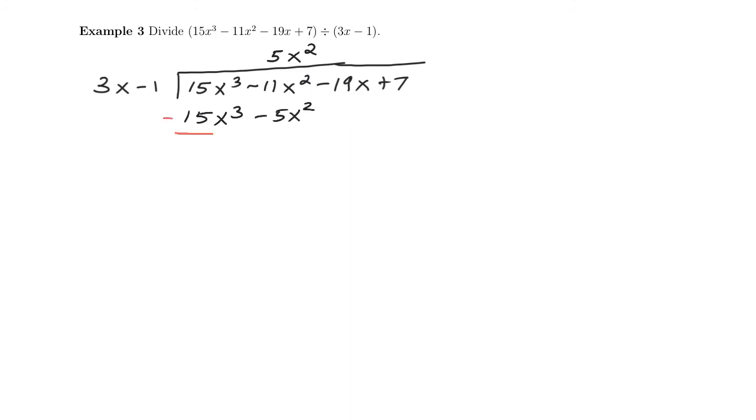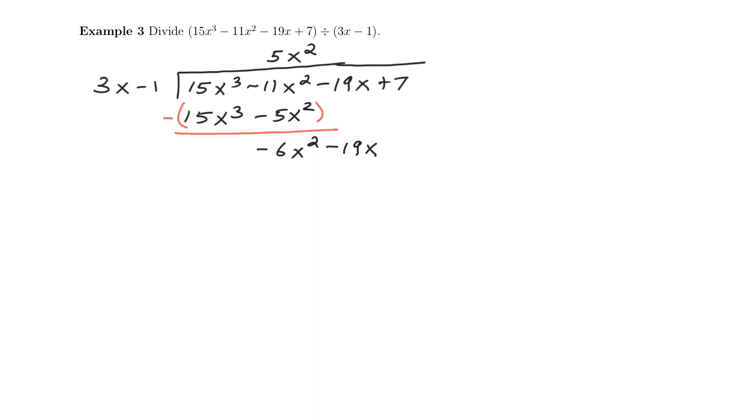Now what I'm doing is just subtracting the things I just came up with. And it should work out very nicely. 15x cubed minus 15x cubed is 0. Great. Now I have negative 11x squared, but it's going to be plus 5. So I'm left with a negative 6x squared. I bring down the negative 19x, and I just repeat this process until I get to my last spot.